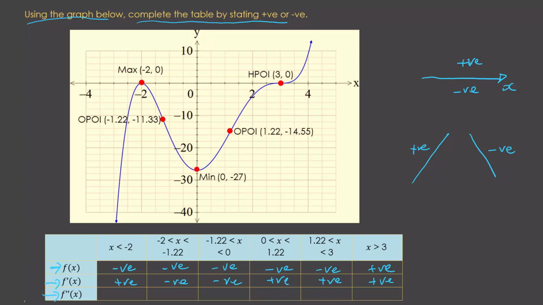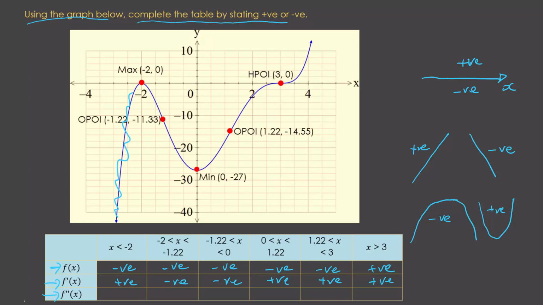Now, the second derivative is to do with the concavity. So if it's shaped this way, then that is concave down, which means that it's negative. And if it's that way, it's concave up, which means it's positive.